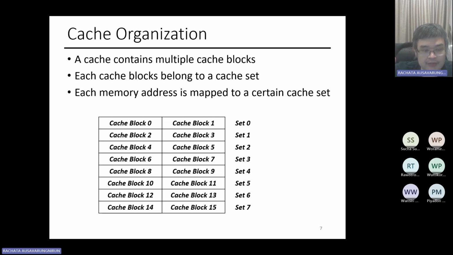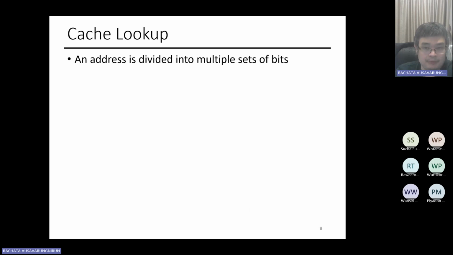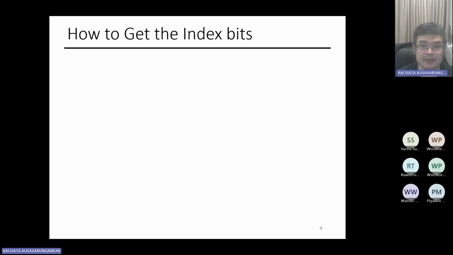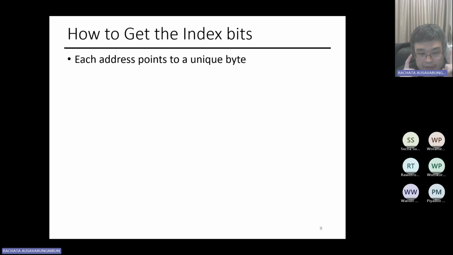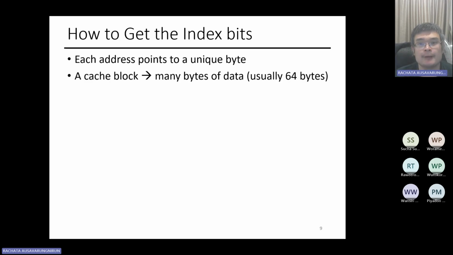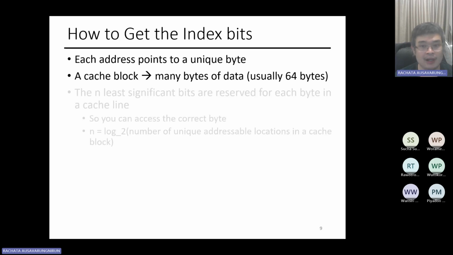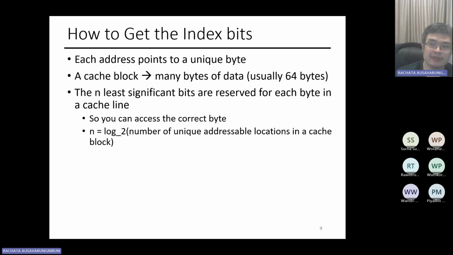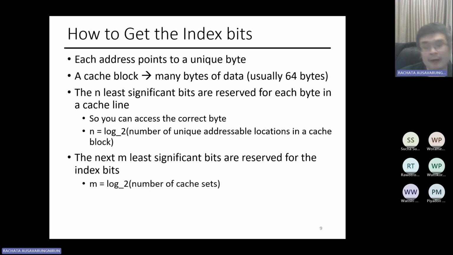Basically, when you see an address, it will have a way to look up, right? An address is divided into multiple bits, the tag bits and index bits. Each address points to a unique byte. So when you look at a cache block, let's say in a CPU scenario, a 64 byte cache block, the n least significant bits are reserved for the byte you're trying to access. So that's log2 of the size of the cache block. Sometimes I call this the byte-in-block bits. The next m least significant bits are reserved for the index bits. These will tell you what set you go to.